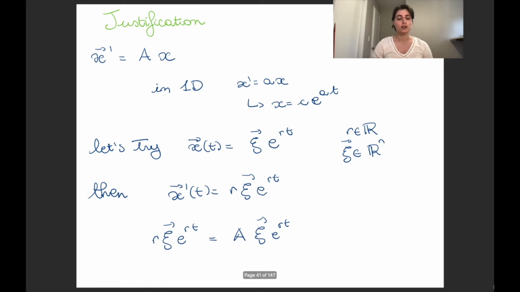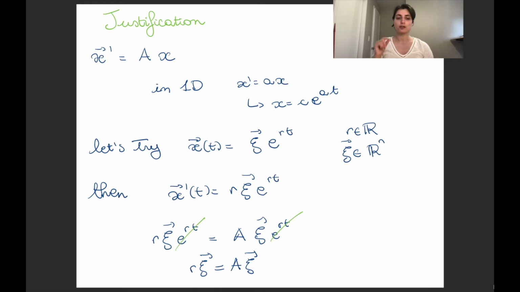We'll see that that is actually not always the case, but we'll start by assuming that everything we're dealing with is real. So if we do this, then x prime, well, luckily this is an easy situation for the function x is just a constant vector times a function of time. So the only part we have to derivate with respect to time is the exponential, and the exponential is easy to derivate. So x prime is equal to r times xi times exponential of rt. If we take this and plug it into our ODE system, we have r xi e to the rt equals A xi e to the rt. And we can cancel out e to the rt.